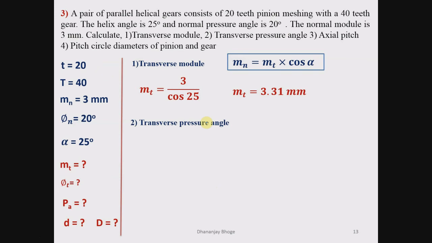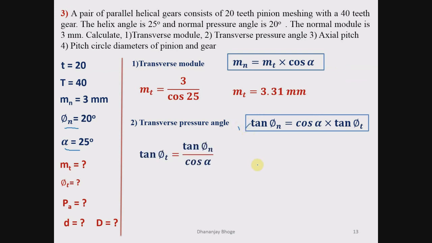आता दुसरं काय आहे? ट्रान्सवर्स प्रेशर अँगल कसा काढणार? फाय एन इज गिवन, अल्फा इज नोन, सो वी हॅव व्हेरी स्ट्रेट फॉरवर्ड रिलेशनशिप. टॅन ऑफ फाय एन इज इक्वल्स टू cos of alpha times tan of phi t. So tan of phi t equals to tan of phi n upon cos of alpha. After substituting the values, we get phi t as 21.88. Correct. Very good, correct. 21.88 is phi t.